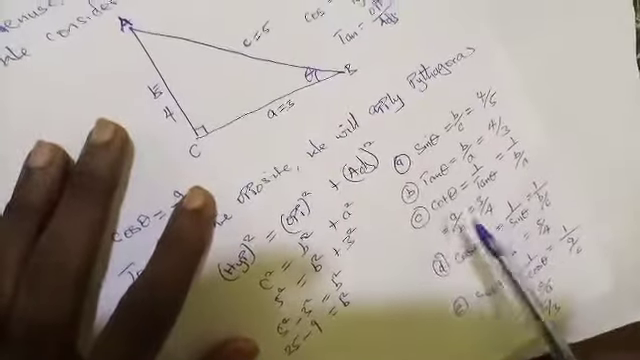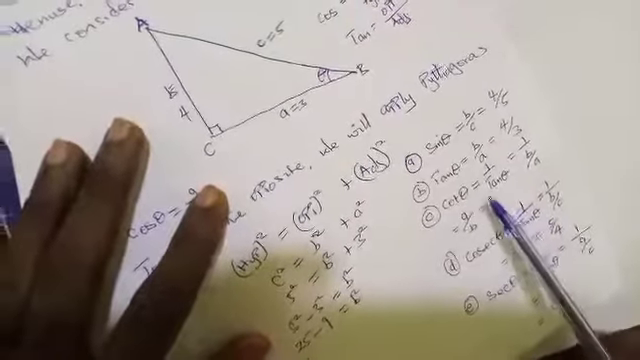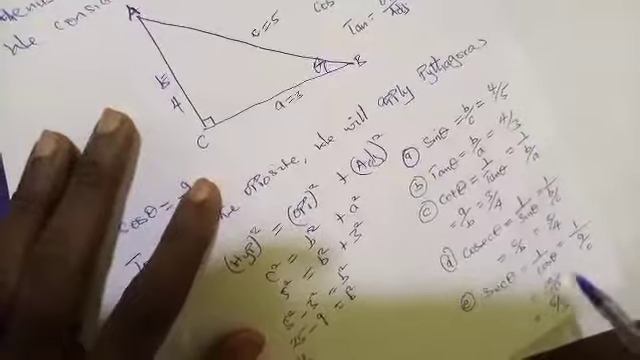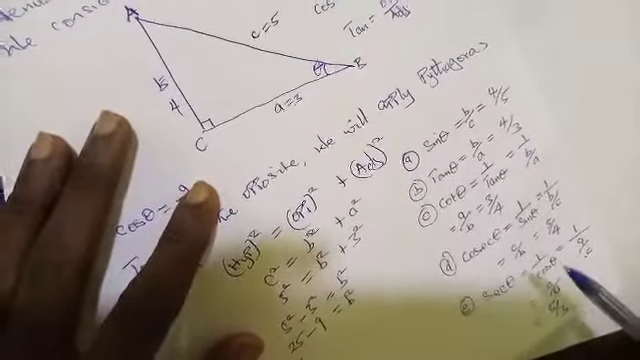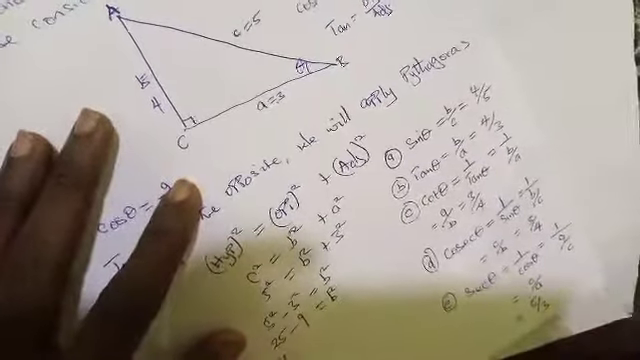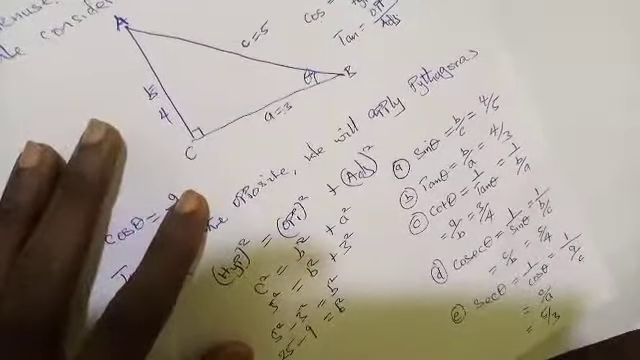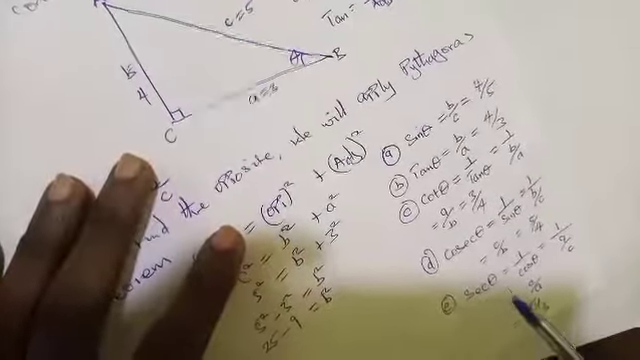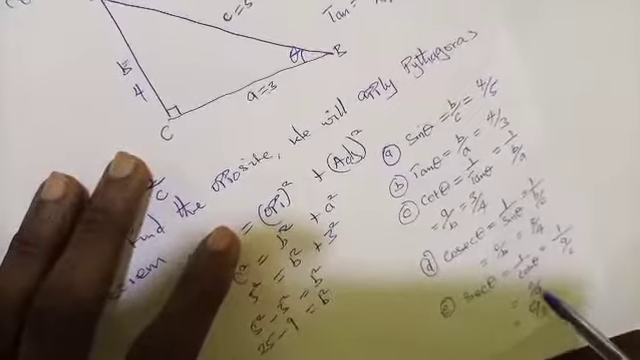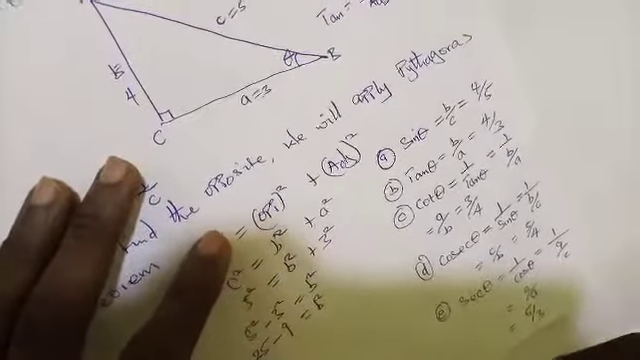Remember again, when we talk about cot theta, it is the inverse of tan theta. When we talk about cosec theta, it is the inverse of sine theta. And when we talk about sec theta, it is the inverse of cos theta.